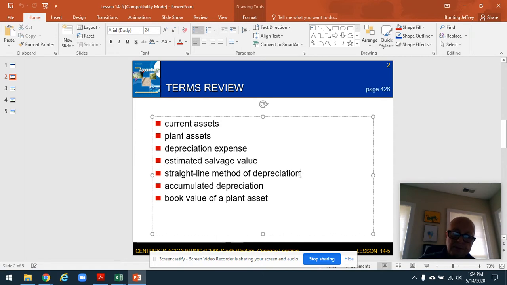Okay. Straight line method of depreciation. What this means is that through the life cycle of the product, you reduce the value over the number of years equally. So if the product is worth $500 and it has a 5-year life cycle and no salvage value, you're going to reduce the value $100 per year.